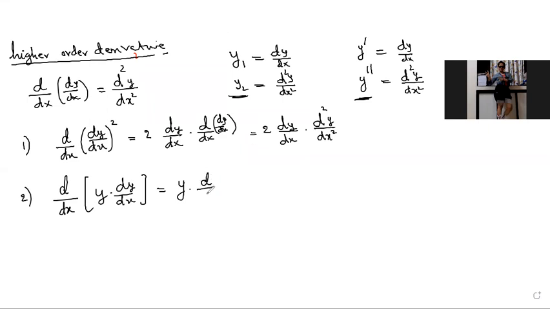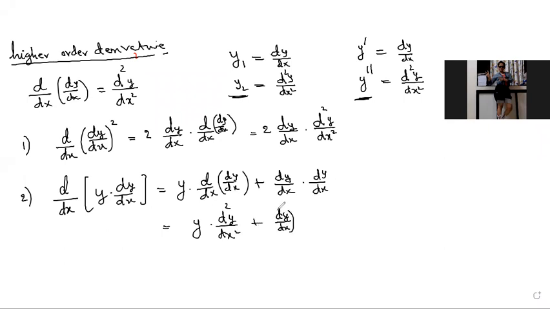Directly write d by dx of dy by dx, plus dy by dx into the derivative of y. Derivative of y, again one more dy by dx will come. So my answer became y times d2y by dx2 plus dy by dx whole square. Have you understood? I want you to get more used to this type of stuff.